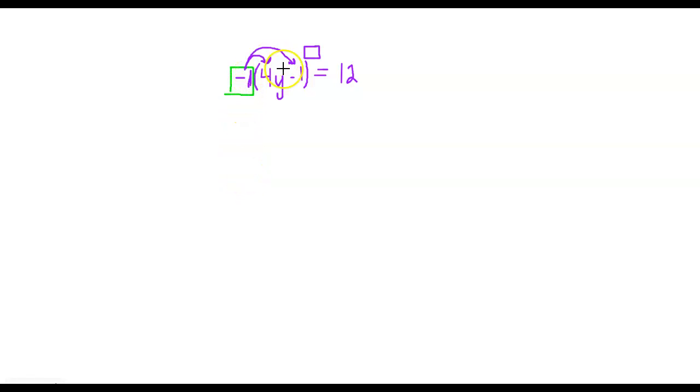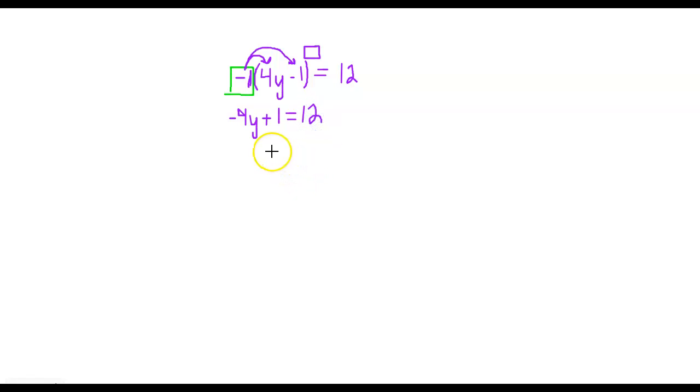So when I do that, I've got -1 times 4y. What does that give me? Oh, it's supposed to be a 4, -4y. -1 times a -1, well, that gives me +1. I'm going to set that equal to 12.